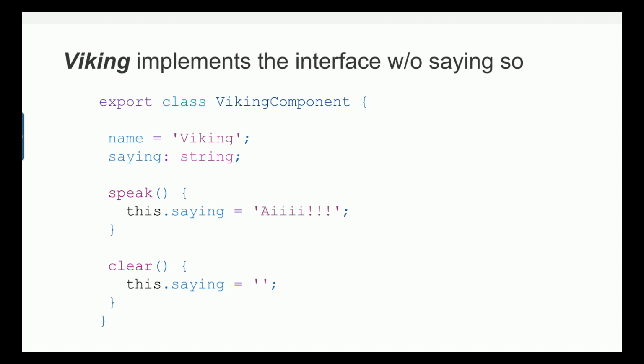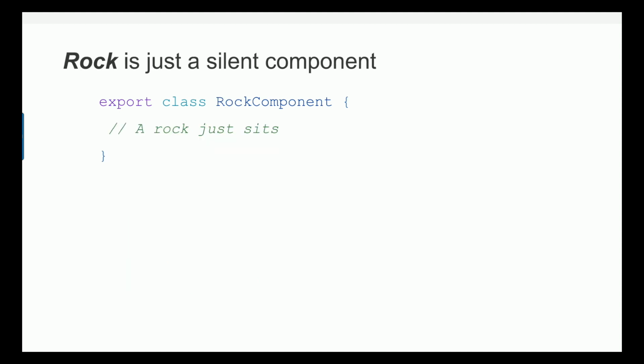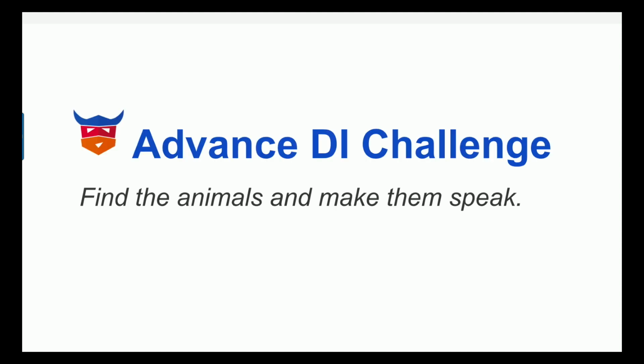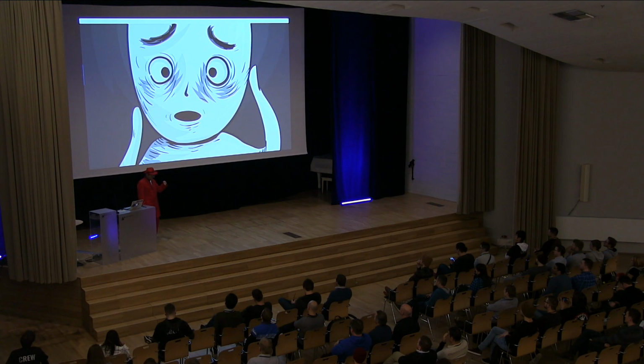So here's one of the components. Remember, we're going to find them by interface, and yet the problem here is that Viking actually implements the interface, but it doesn't say it implements it. And yet I still want to talk to it. So you can see our challenge is getting kind of interesting here. How am I going to get to these things and talk to them? And I sure don't want to talk to the rock. All right, the rock isn't saying anything. So, again, find the animals and make them speak.